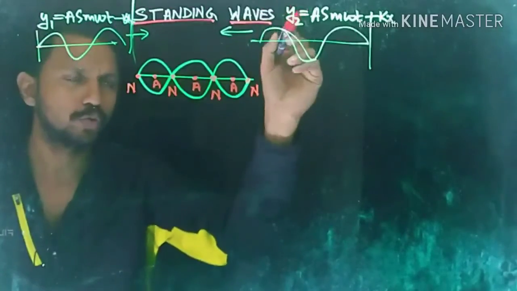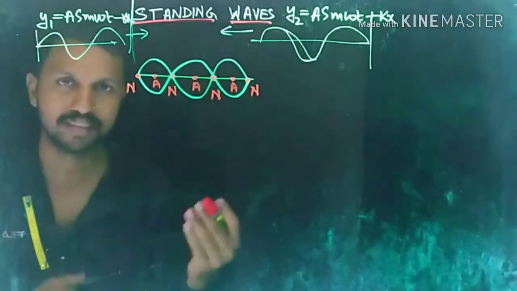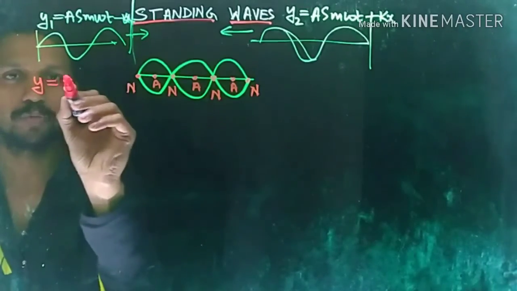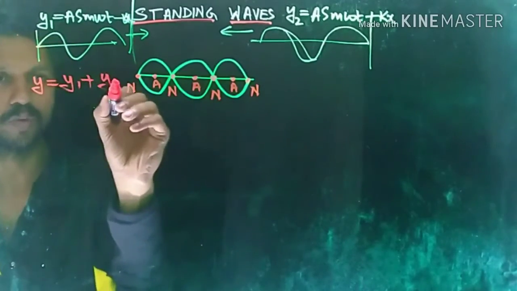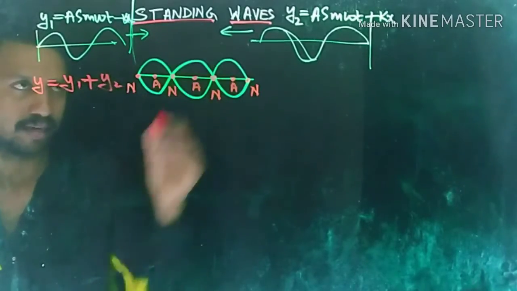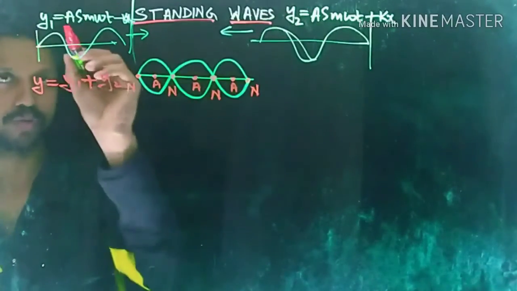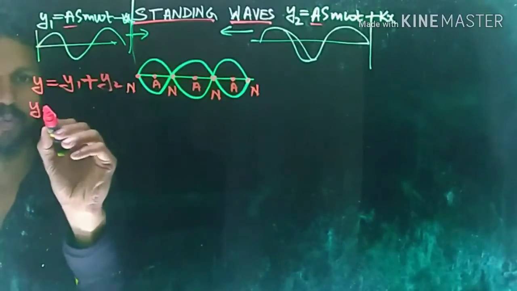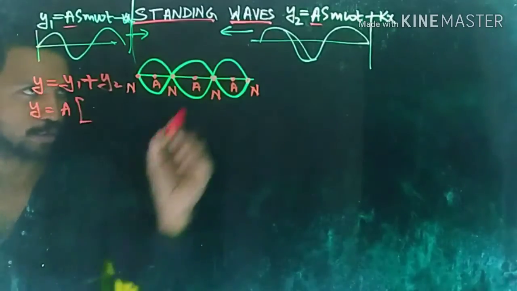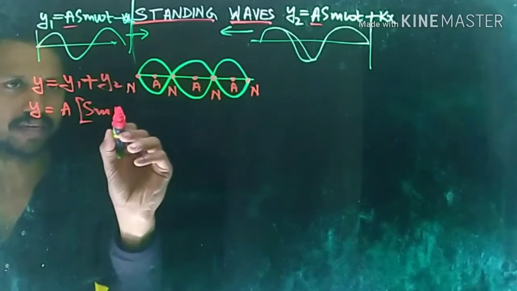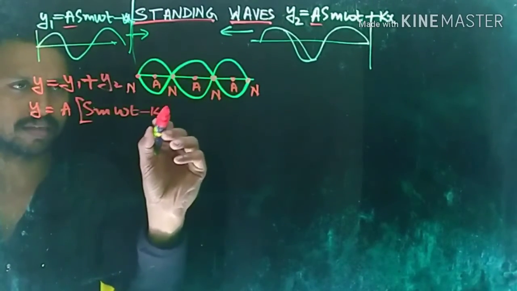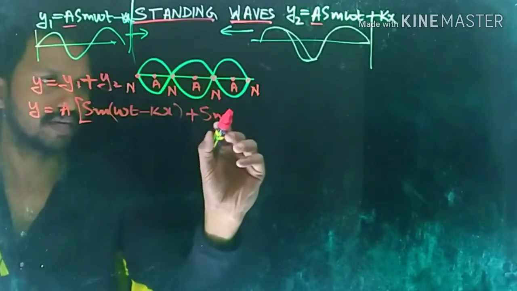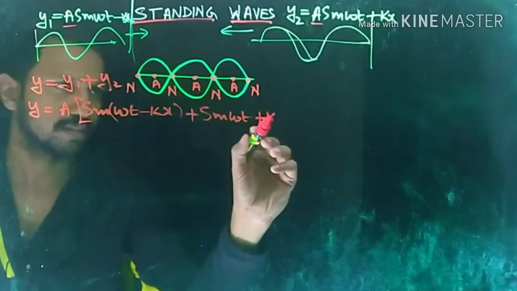The y1 wave and y2 wave will combine to form a standing wave. Therefore, the resulting wave y should be equal to y1 plus y2. Then let's substitute for y1 and y2. A is common in both of the equations. Therefore, I am writing y is equal to a taken common out, then sine (omega t minus kx) plus sine (omega t plus kx).